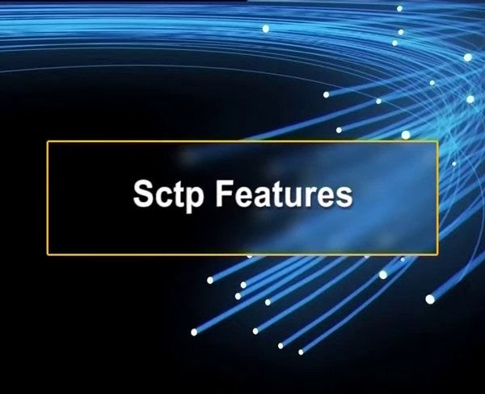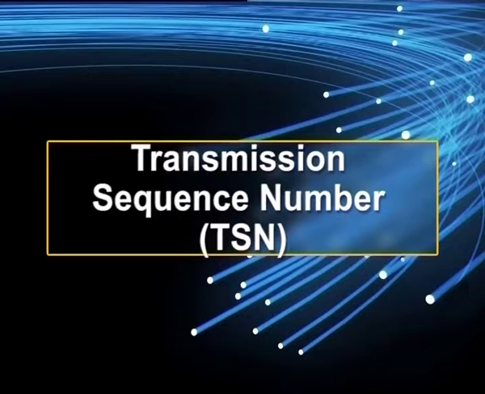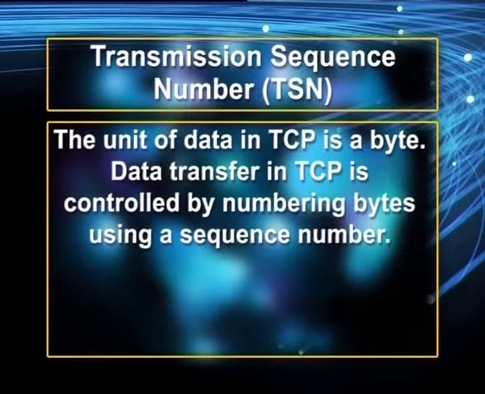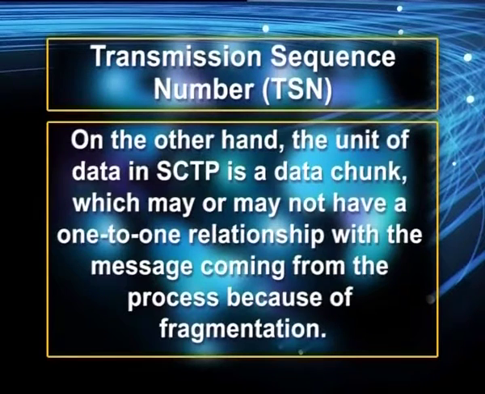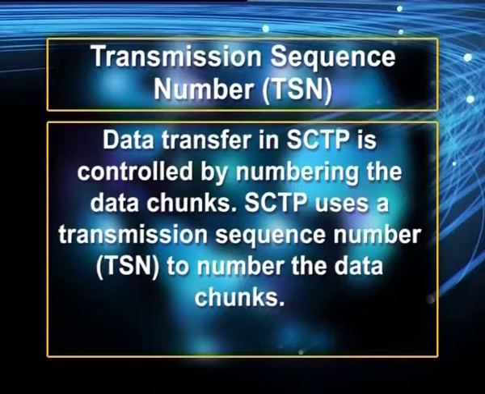SCTP features. Let us discuss the general features of SCTP. Transmission sequence number, TSN. The unit of data in TCP is a byte. Data transfer in TCP is controlled by numbering bytes using a sequence number. On the other hand, the unit of data in SCTP is a data chunk, which may or may not have a one-to-one relationship with the message coming from the process because of fragmentation. Data transfer in SCTP is controlled by numbering the data chunks.